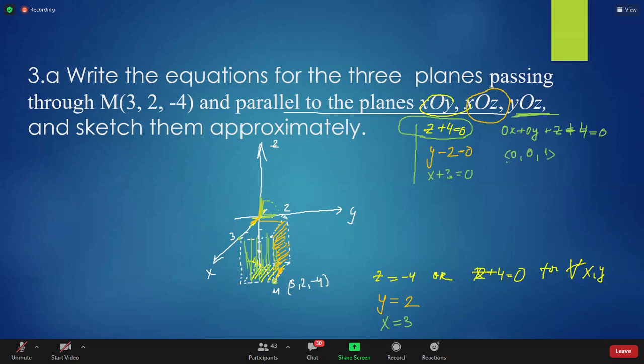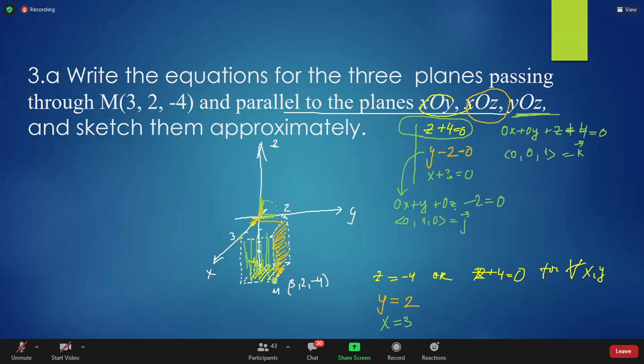The normal vector. For this plane, we could write 0x + 1y + 0z - 2 = 0. For this, the normal vector is (0, 1, 0). That is the vector j, remember the base unit vectors. And this is the vector k, the base unit vector.